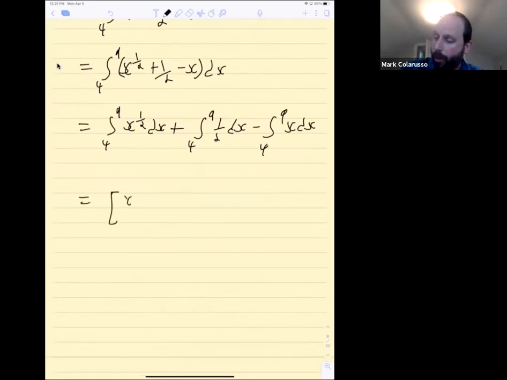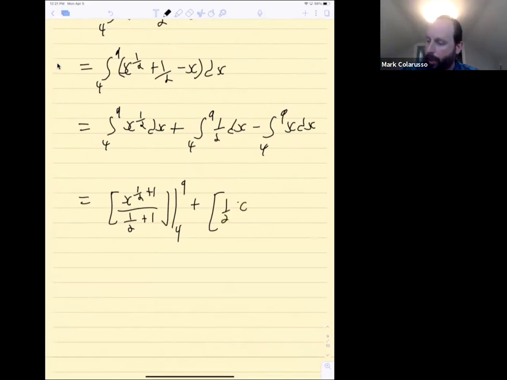So we do this power rule thing, add 1, reverse the power rule, evaluate it at 9, subtract the value at 4. Now the antiderivative of 1/2 is, remember, 1/2 is 1/2 x to the 0. So we reverse the power rule, you add 1 to 0, you get 1. So the antiderivative is 1/2 x between 4 and 9. And this one we've seen many times.